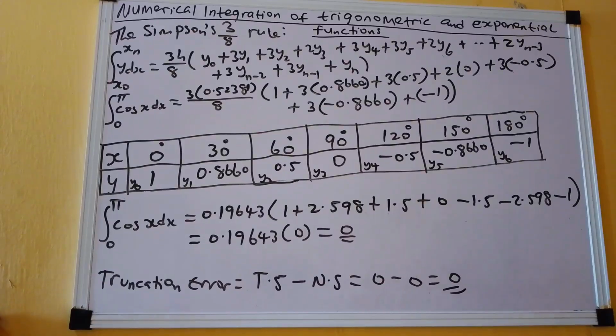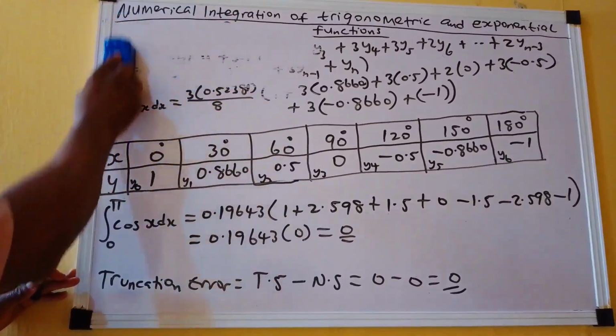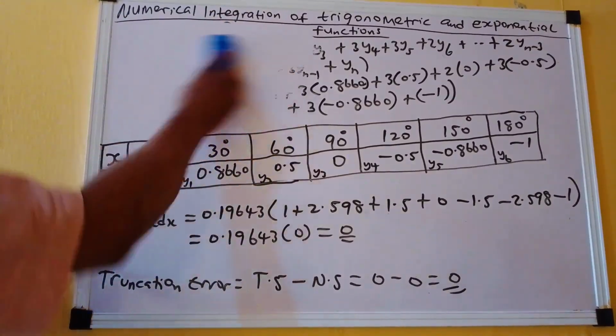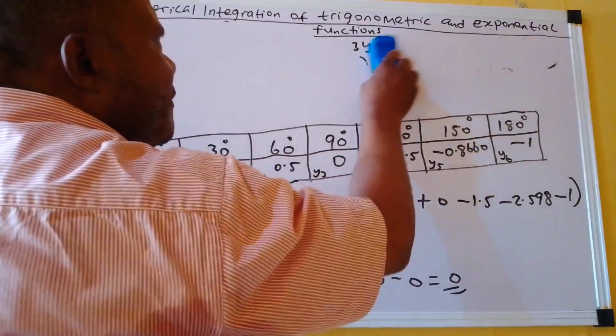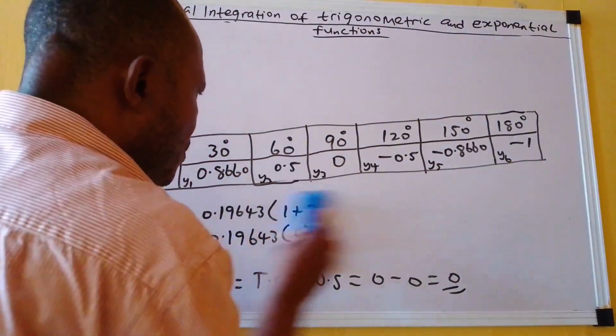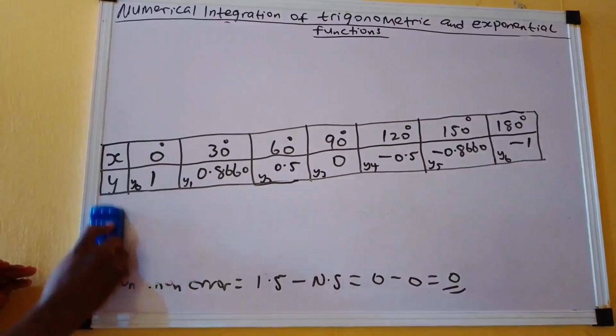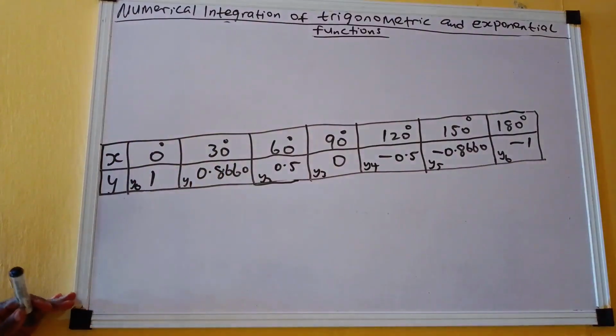Now we shall be looking at the trapezoidal rule. We want to make use of the trapezoidal rule to solve this same problem, so permit me to clean this part. We want to use the trapezoidal rule to solve this same problem and see if it will also generate the required results. So now, the trapezoidal rule.